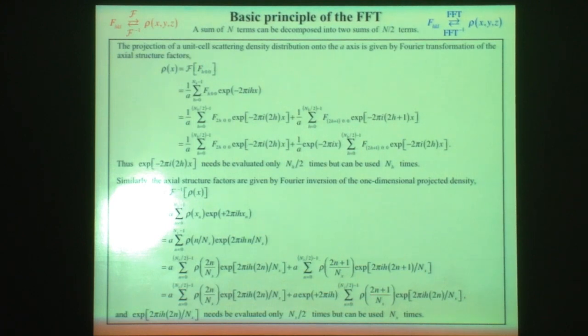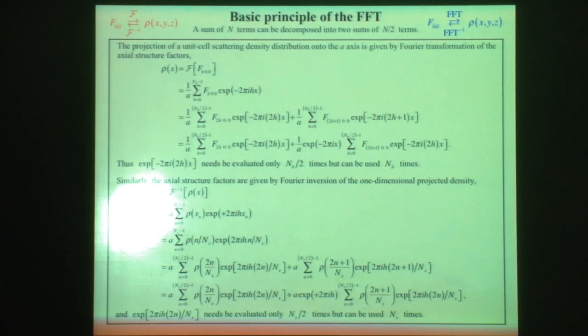Similarly, if we're trying to compute the structure factors from the density, we again have a one-dimensional sum over n terms. We can again split that sum into two: over even orders and over odd orders. This plus 1 part of it comes outside of the second sum, so we just have that one term multiplying the second sum. But the exponent here, 2 pi i h even divided by n, we compute it once, but we can use it twice.